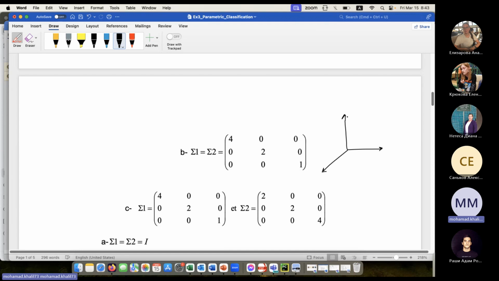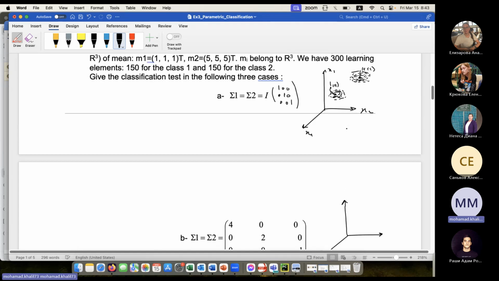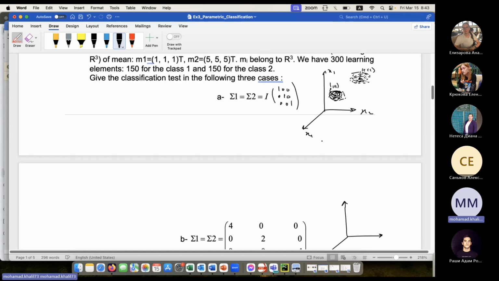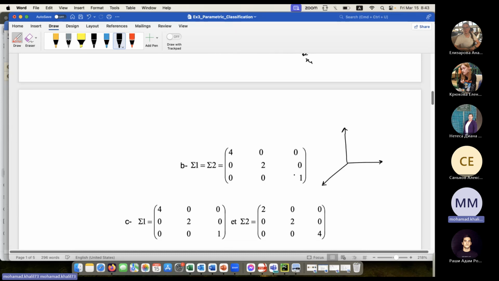In the second case, look at what it means. Here, with I, the data are symmetrically distributed around the center. This means the data around the center are symmetric. Here, no. Here, 4, 2, 2 means that for class 1 you have to divide by the variance, so the x is 1 over the variance.